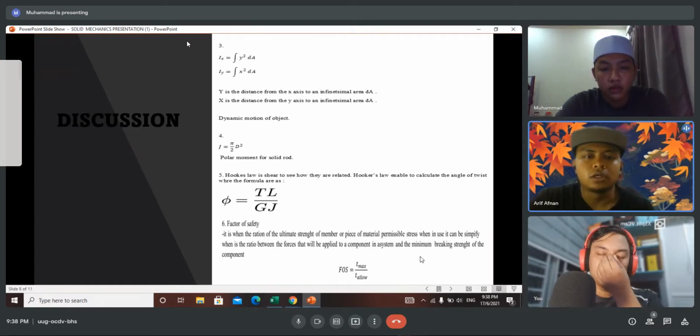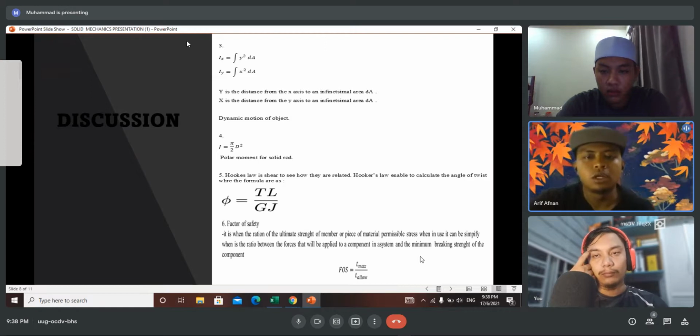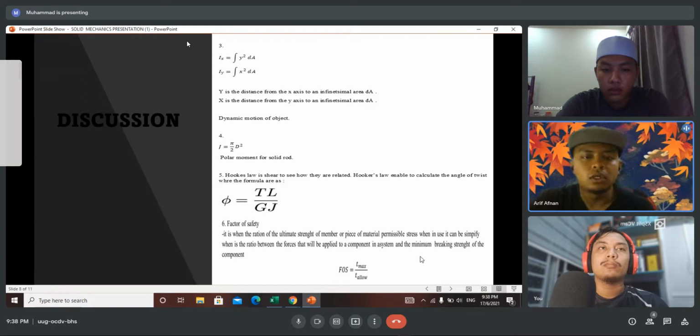Number four is the formula for the polar moment of a solid rod, J equals pi over 2 multiplied by the radius to the fourth power. And number five, Hooke's law for shear, to see how they are related. Hooke's law enables us to calculate the angle of twist, where the formula is as shown below: phi equals TL over GJ.